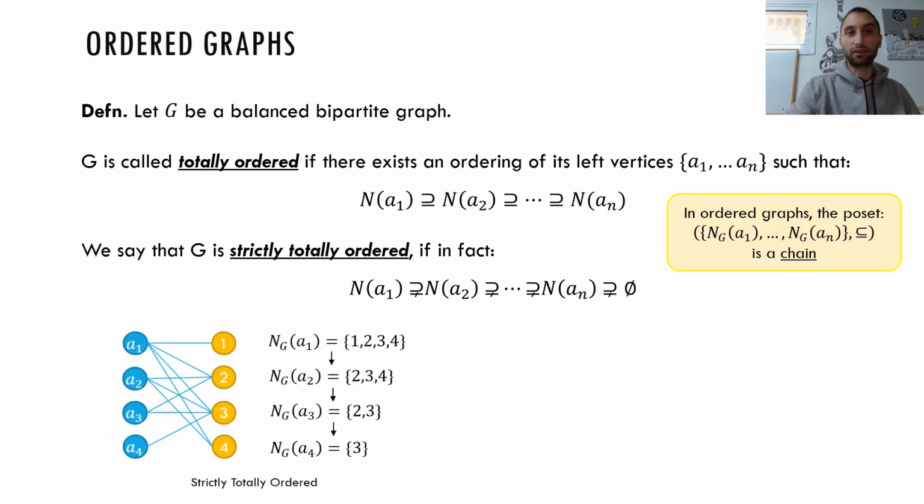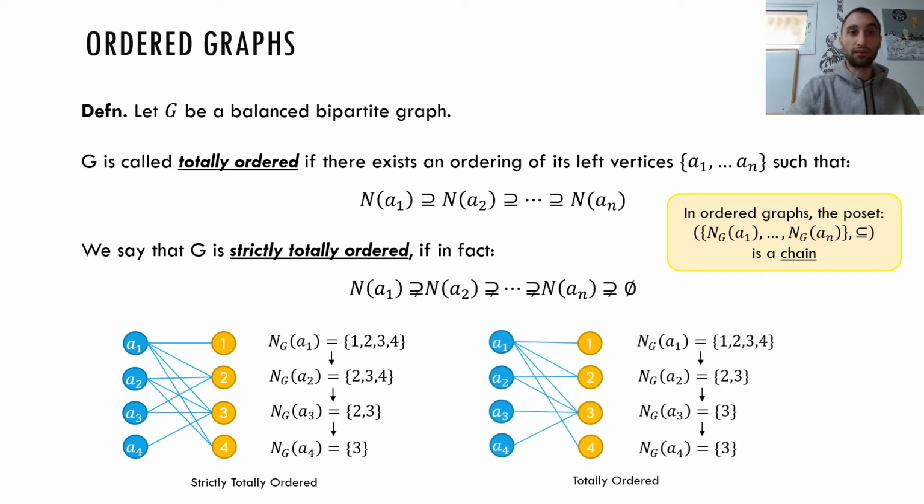Let's take a look at a quick example. So this graph is strictly totally ordered. Its left vertices are already sorted, and you can see that the neighbor sets indeed form a chain, and all the containments are strict. Whereas this graph is totally ordered, but not strictly so. For example, A3 and A4 have the same neighbors. Observe that this property is not monotone, so for example, adding the edge A4, 4 would yield a graph whose neighbor sets no longer form a chain.